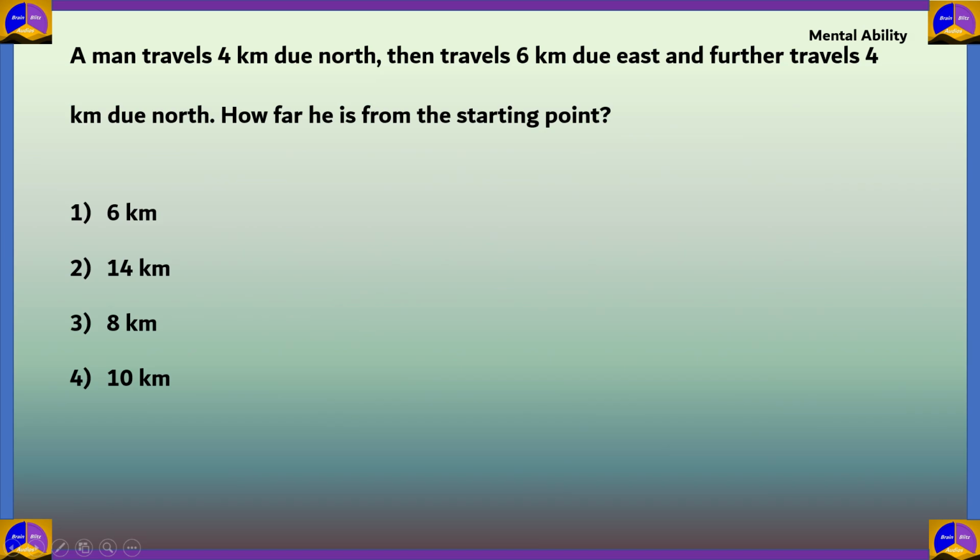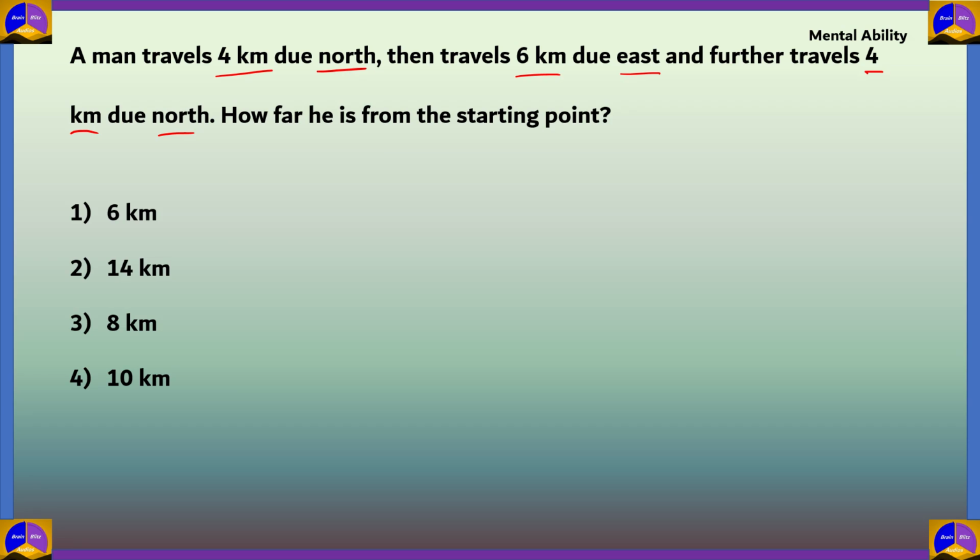Next question. A man travels 4 km due north, then travels 6 km due east, and further travels 4 km due north. How far is he from the starting point? Option 1, 6 km, option 2, 14 km, option 3, 8 km, and option 4, 10 km.